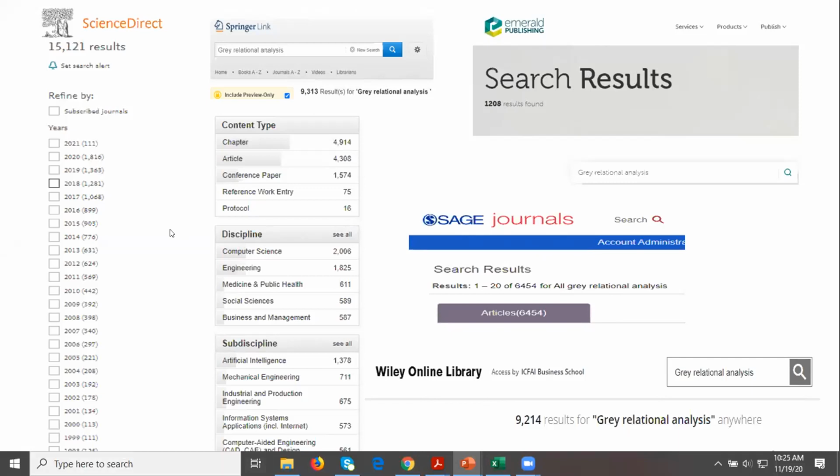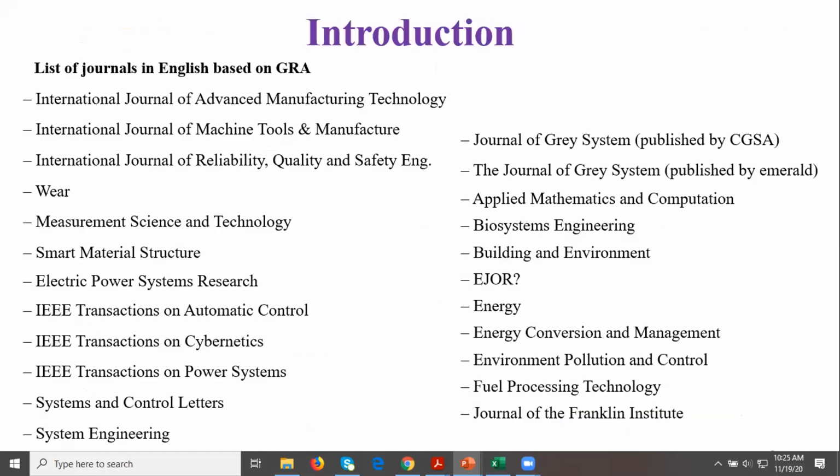You can see these many journals are publishing in these publishers. That's why this gradation analysis is very popular, and you can use it in your research. You can see a list of journals. These are the mechanical engineering journals. These journals have an aim and scope, and in the aim and scope they give some automation techniques using the grey analysis also. These are the mechanical journals.